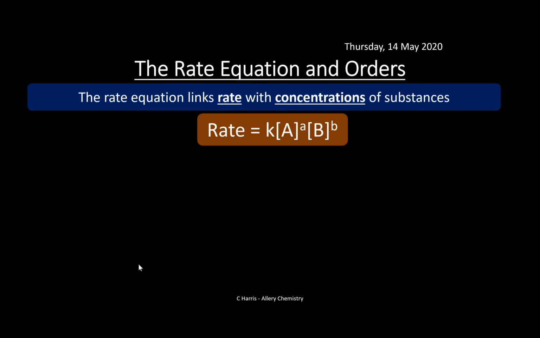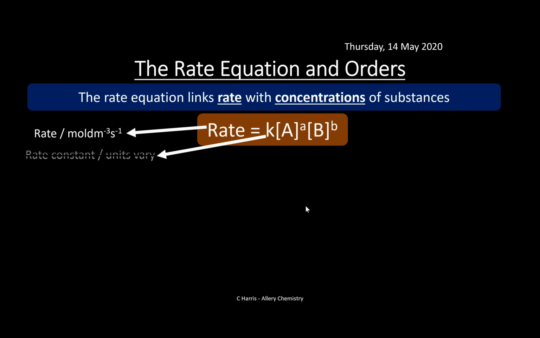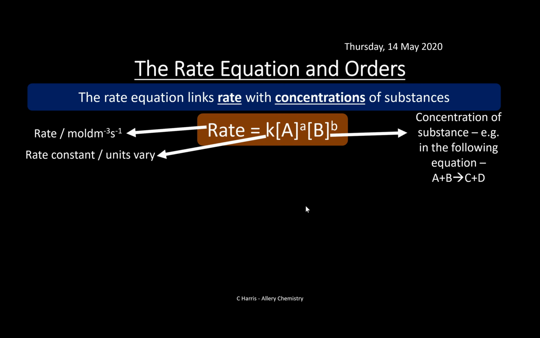The rate equation is rate equals k, which is a rate constant. We'll look at that in a moment. And you've got the concentration of A, the concentration of B. That depends on the reactants and the reaction that we're actually looking at. And you can see the superscripts, or the indices, at the top here as well. These are something called orders, but we'll look at that in a moment. Again, rate is measured in moles per decimeter cubed per second. So that's the rate of reaction. k is your rate constant, and the units vary, so you need to be able to work them out, and we'll look at how you can calculate them as well. B is the concentration of a substance.